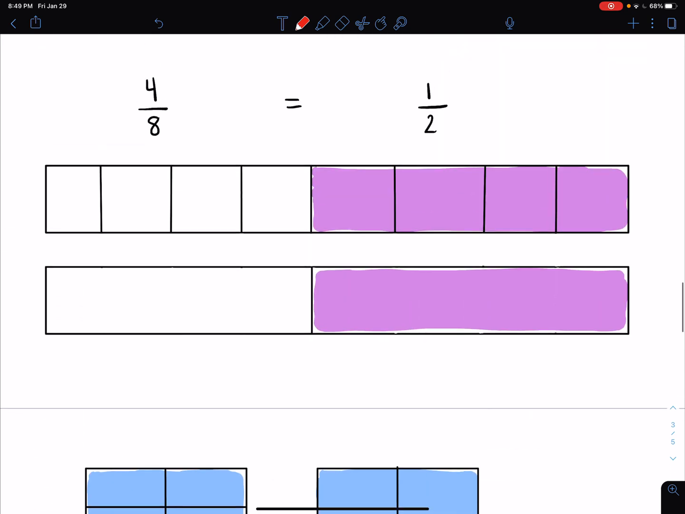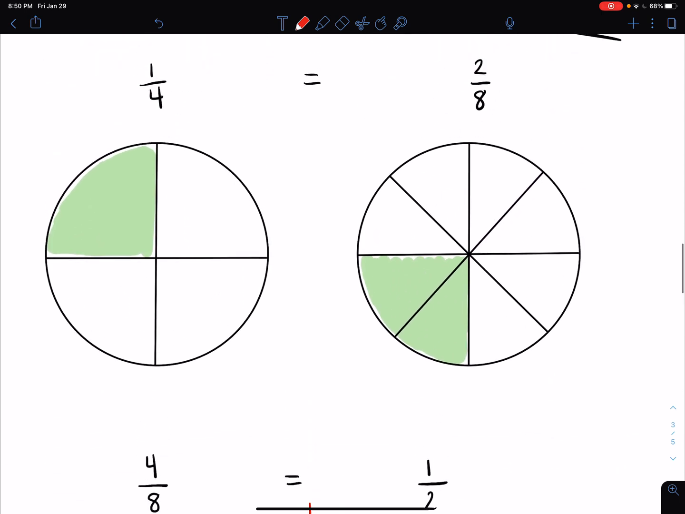It would be the same up here with these rectangles if I were to take my red line and draw a line so it stands out a little bit more. You can see that it's still half, but I just have more pieces shaded in my eighths than I do in my halves. And up here with the circle, if I draw my line, and then come over here to the 8ths and draw this as well, you can see that it is the same amount shaded, it's just the pieces are different.